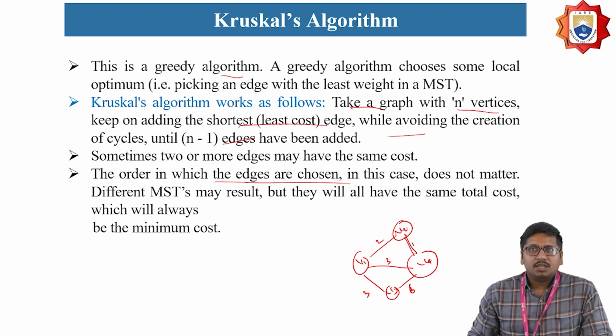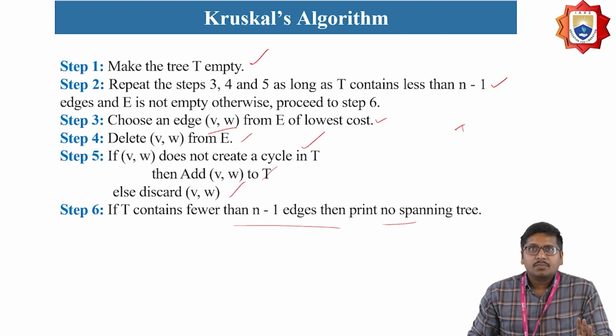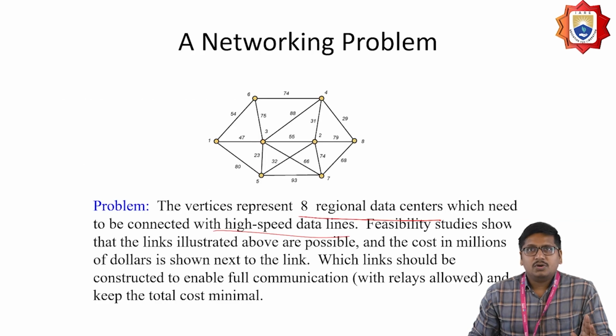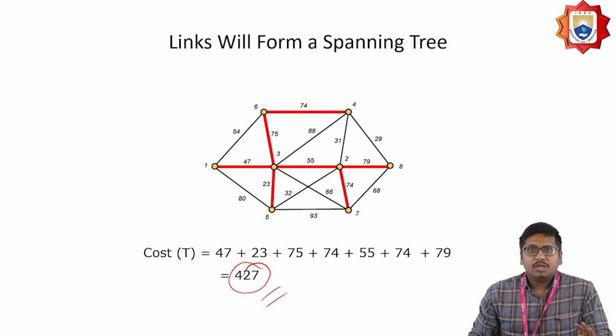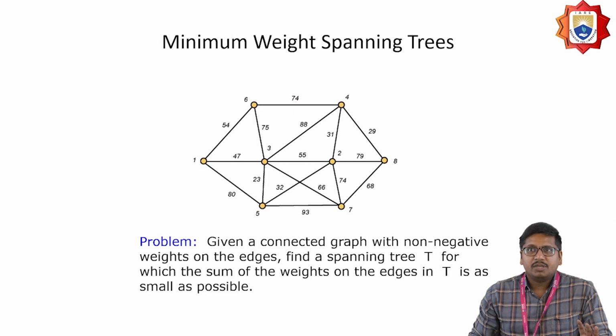So how does Kruskal's algorithm work? For a given graph with n vertices, we have to choose the least weight edge first, and keep on adding the least weight edges until I get n minus 1 edges. Make the tree empty and then repeat the steps; you can choose edges, and you have to reject an edge if it is going to form a cycle, otherwise you add it. So this is the problem I initially get. Initially I'm going to get 427 by simply randomly picking the edges.